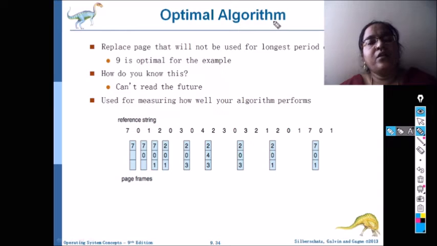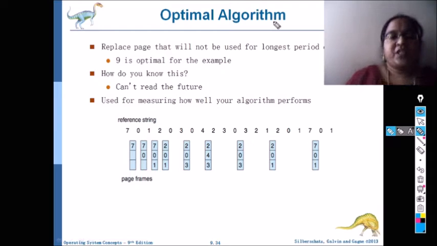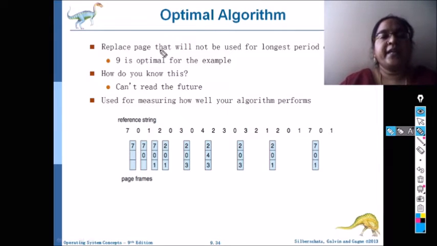The optimal algorithm will give you the best performance with minimum page faults. The criterion of the optimal algorithm is to replace a page that will not be used for the longest period of time. That means we are guessing the future, which page will not be used for the longest duration of time. So this algorithm will give you the minimum number of page faults. Theoretically it's a very good algorithm.